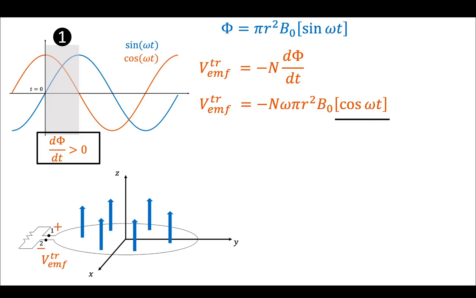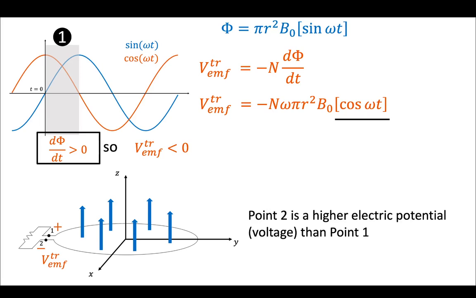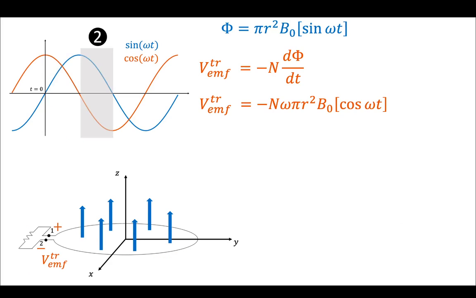In this region, we can see that cosine is positive throughout, and that means that d phi dt is greater than 0. But again, all those leading constants are positive, and we still have that little negative sign hanging out right in front of the N. So that means that the transformer voltage is less than 0 in this region. So throughout this time region, point 2 is at a higher electric potential than point 1, which means the current is flowing from minus to positive, just like this. And that's a negative polarity because it's flowing backwards from minus to positive.